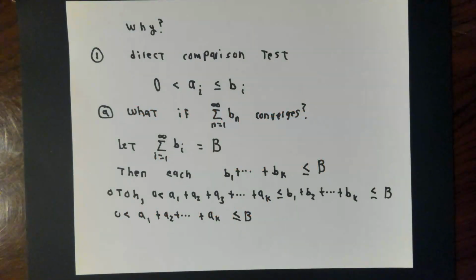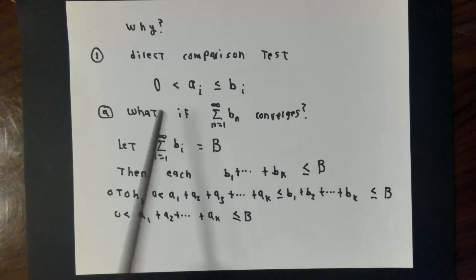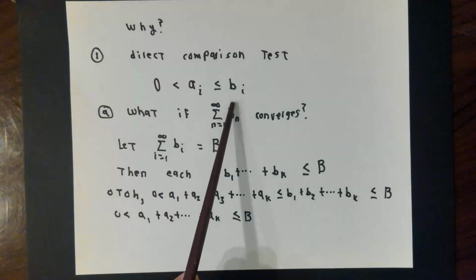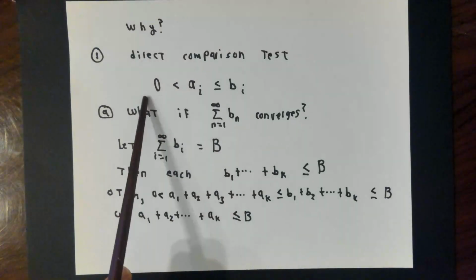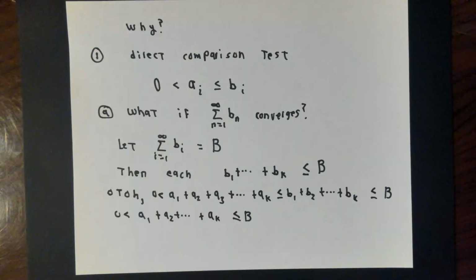Let's look into the why of this. First, the direct comparison test. I'll assume that I've got some numbers, A_i and B_i, which are ordered in this way. The direct comparison test has two parts. Part number 1, what if the sum of the B numbers converges? By which I mean to an actual, honest-to-goodness, real number that I'm going to call capital B.